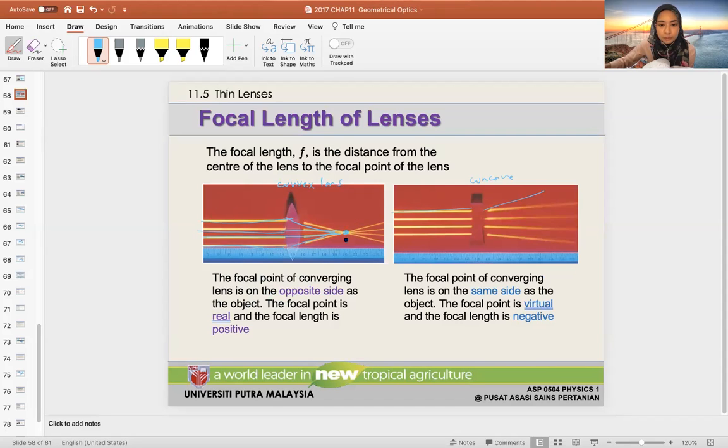So it's saying that the focal point is here. The focal point is real and the focal length is positive. So anything that is at the back of the lens is real. Anything that is in front of the lens is virtual.